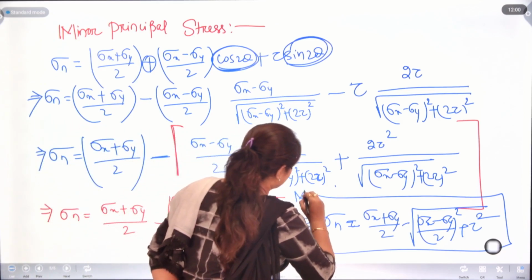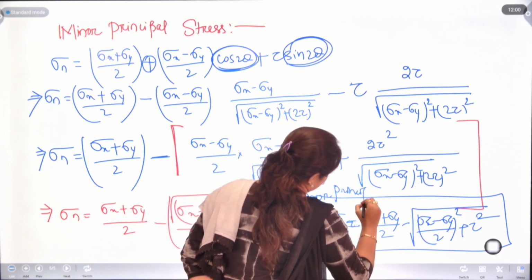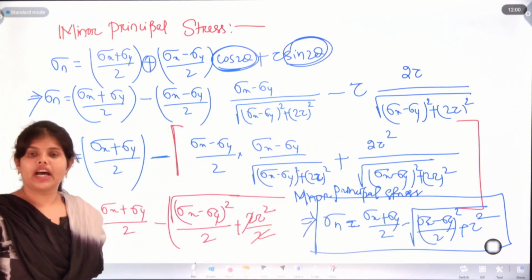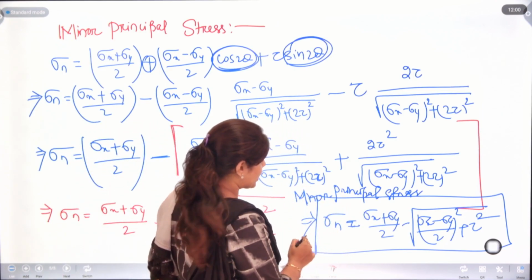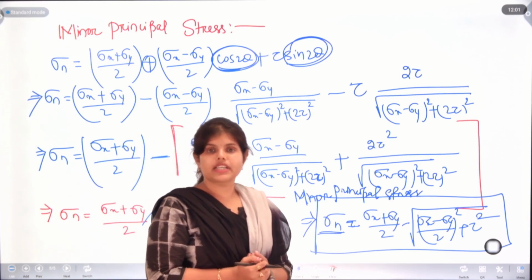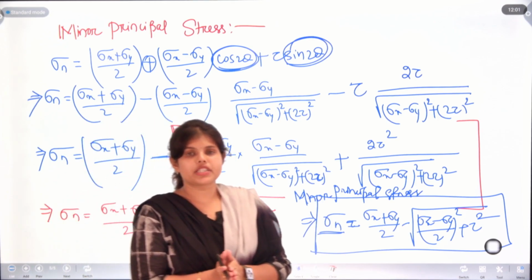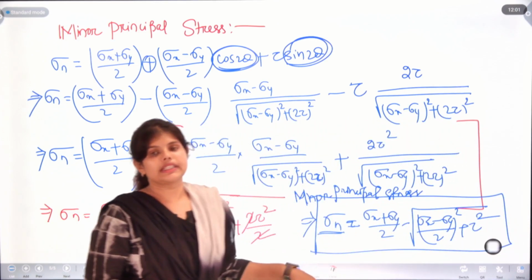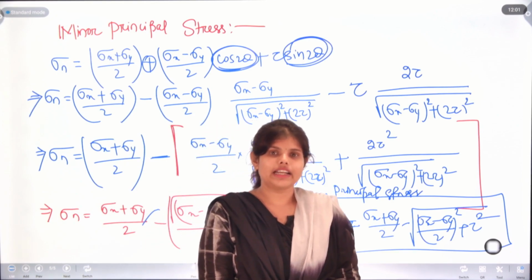Here is our minor principal stress. If we have the value of sigma x, sigma y and tau value, then we can find out by putting in these formulas the major principal stress and minor principal stress. So, in this class we have learned how to find out major principal stress and minor principal stress by using formulas, and we have already determined this. To know further things, you need to stay tuned with this channel and keep smiling and keep shining.